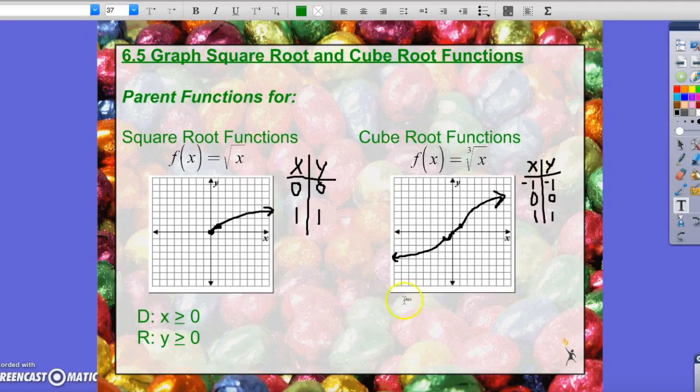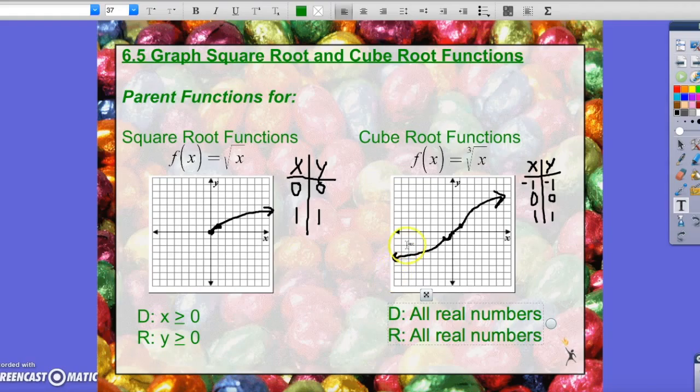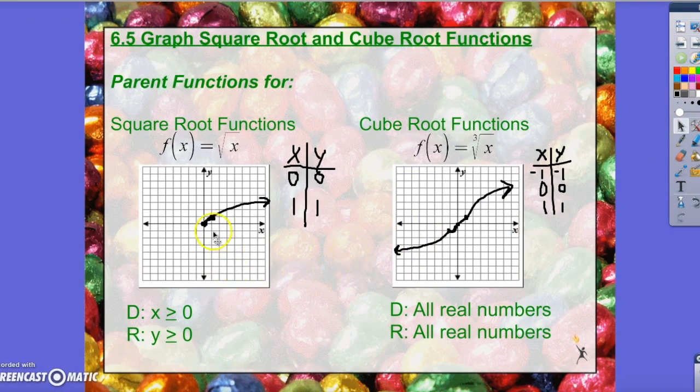Now, domain and range, you're going to like cube root functions because they're both all real numbers. There's no restriction on cube roots. All right. So square root looks more like a hook, starts with an endpoint and then ends with an arrow, and then cube root has more of a curve. Actually, I find out I'm sometimes a perfectionist. Sometimes I like it more like this, so it curves a little more.